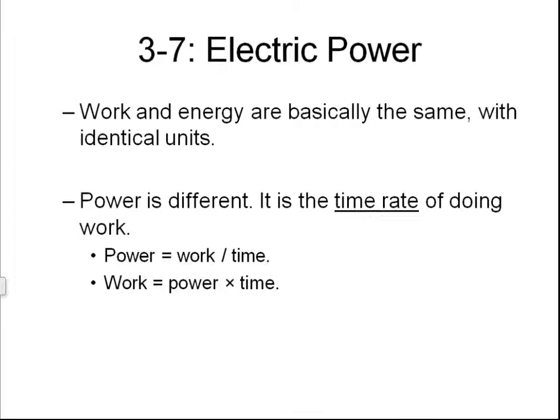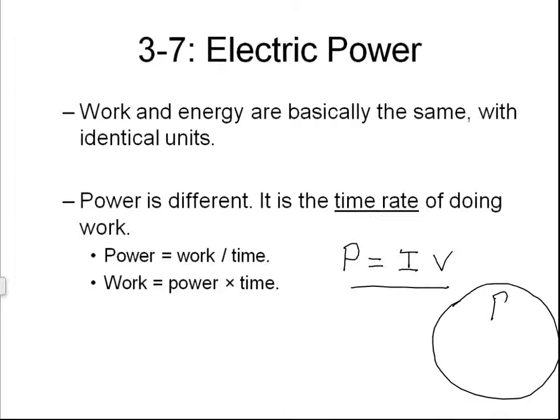And how do we calculate power? Well, power in a given circuit is equal to current times voltage. That is our basic power equation. And we actually have a magic circle for power too. Okay, and power is the time rate of doing work. So we can also relate power back to work energy. And what's work energy? The joule.